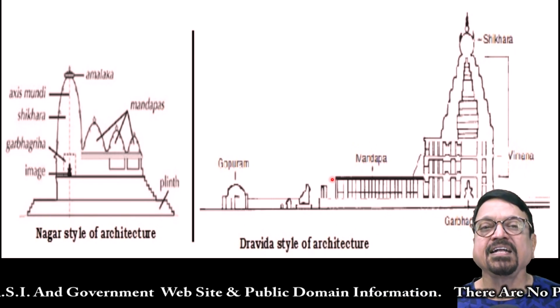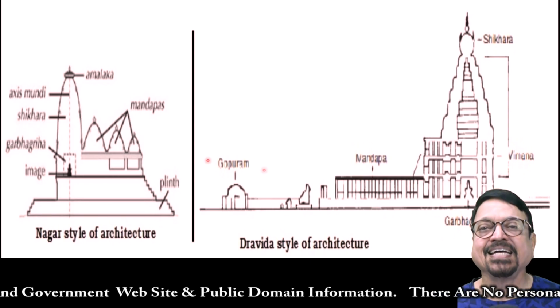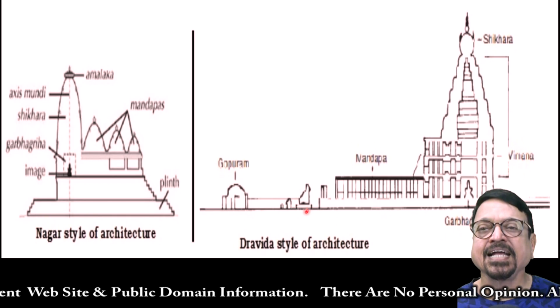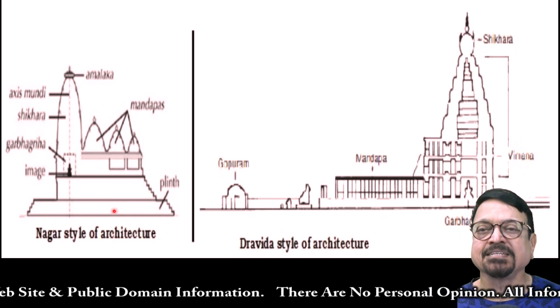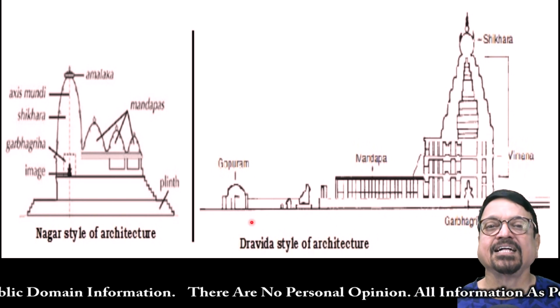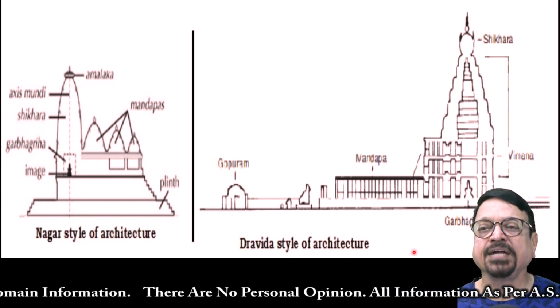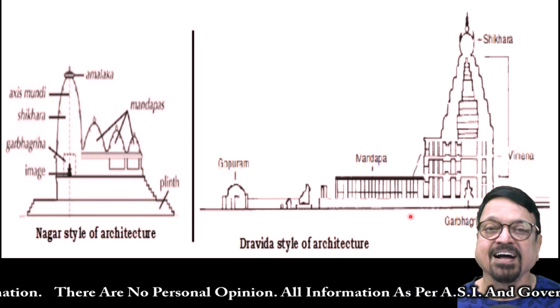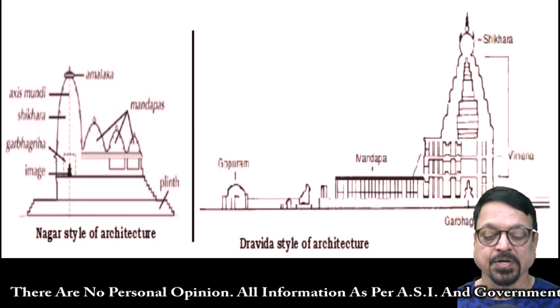Mandapas, here Mandapas are flat, here Mandapas are not flat. Here there are Pushkaranis, here there are no Pushkaranis, here there is a plinth, here there is no plinth. So there are a lot of differences between Dravidian style and Nagara style. What is the combination called? Vesara. That also we are going to see subsequently.